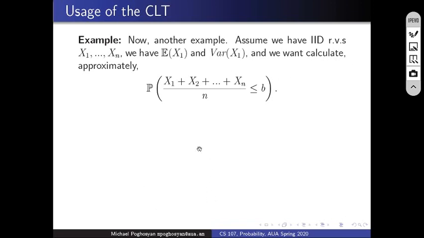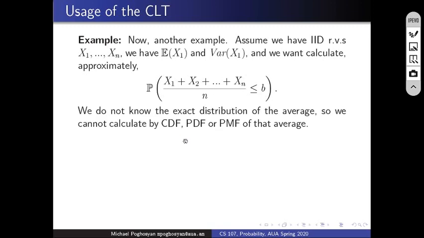Yeah. Now another example. Assume about the average. Assume we have IID random variables x1 to xn. We have the expected value and variance for each. And we want to calculate approximately the probability that this average, Xn bar, is less or equal than b. Again, we do not know the distribution of this, so we need to use that CLT.